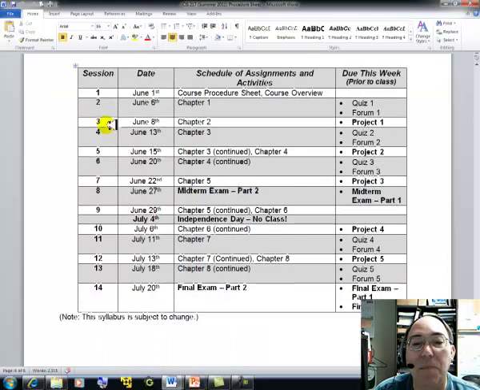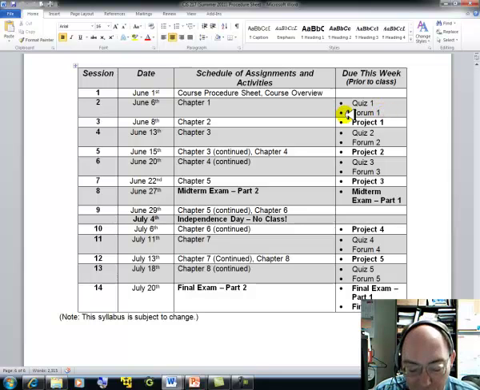Okay, now, what you all probably wanted to see is the schedule. You can see we have this set up in 4 columns: the session, the date, what we're planning to do that day, and what is due prior to class that week. So you can see for June 6th, you've got to complete quiz 1 and forum 1. Yes, they are both up there right now. Okay. Right now, everything here is due at the beginning of class, for those particular days.